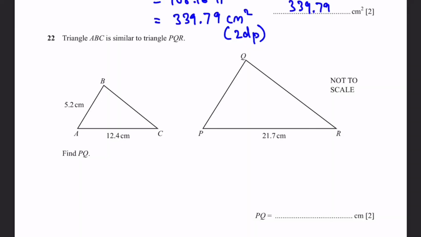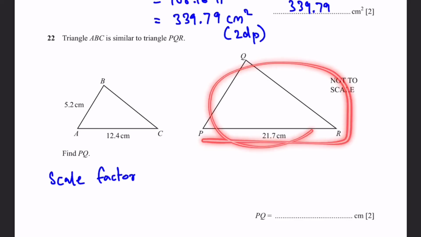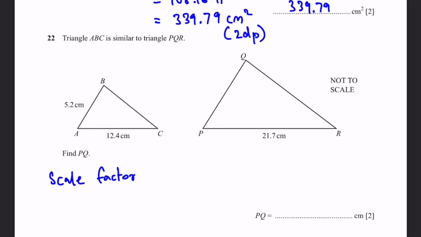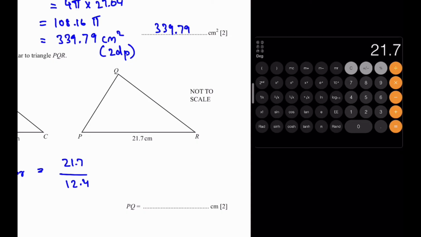Triangle ABC is similar to triangle PQR. Find the value of PQ, the length of this line. First, we need to find the scale factor, which is how much larger this triangle is than this triangle. So scale factor equals 21.7 divided by 12.4, and now we can use a calculator. 21.7 divided by 12.4 is equal to 1.75. So that's the scale factor.